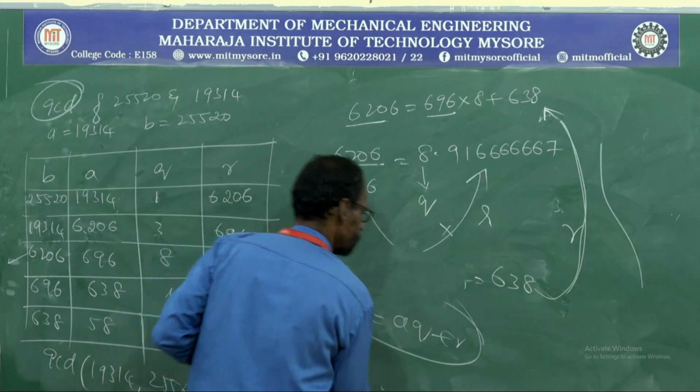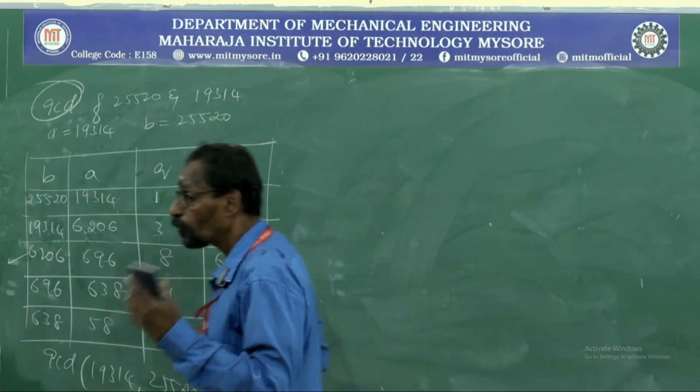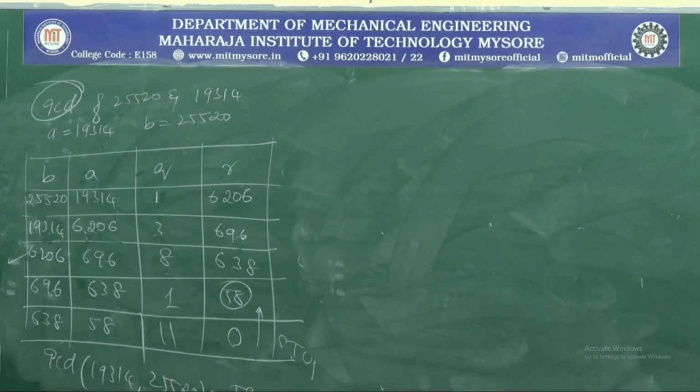Easiest way of finding. Now my question is, sir, what to do with the GCD? What is the special property of the GCD?